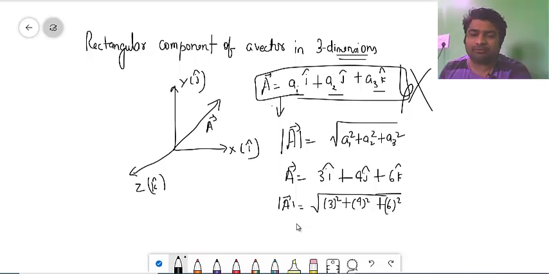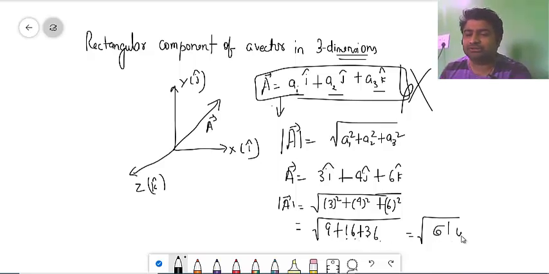For example, if a vector is given as 3i cap, 4j cap, 6k cap, then the magnitude will be, we have done this one in the unit vector part. 3 squared is 9, 4 squared is 16, 6 squared is 36. So ultimately it will be how much? 9, 25, 61. Square root of 61 units is the answer. So these are the rectangular components. Okay.